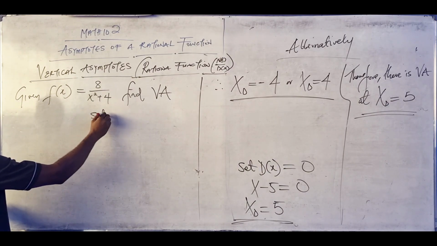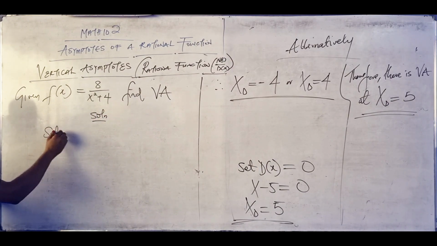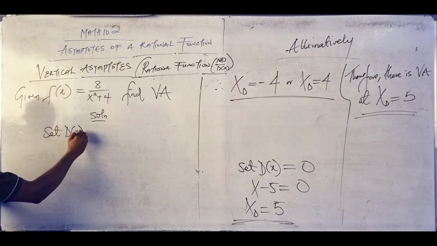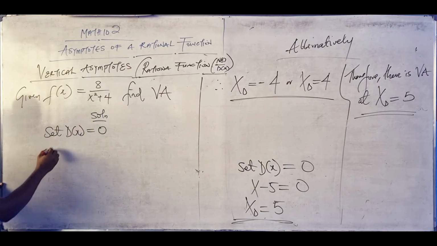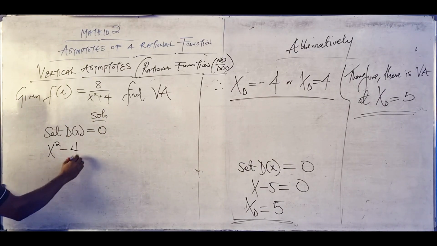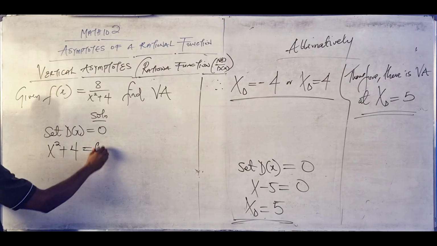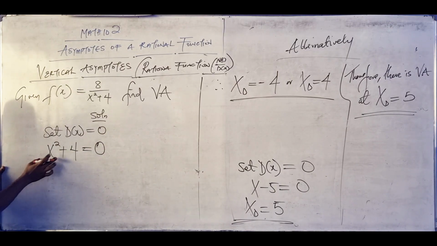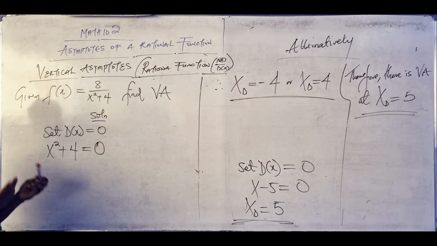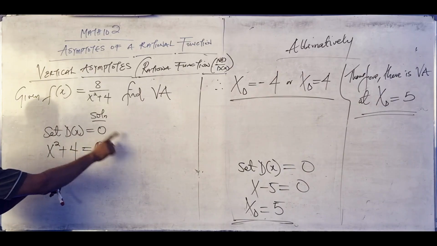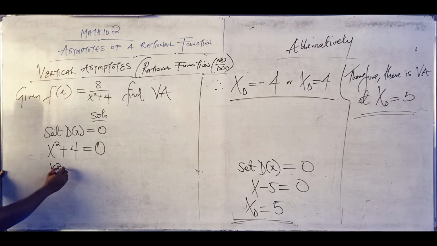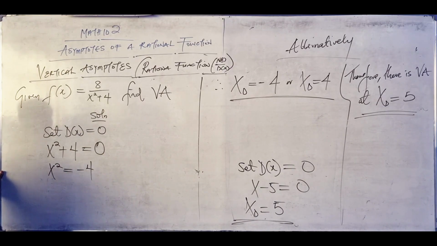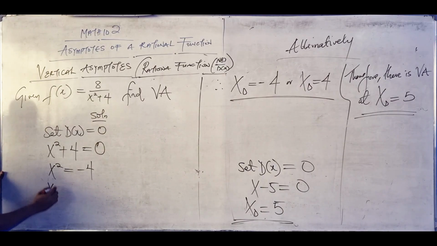Solution to this is that we need to set the denominator equals to 0, right? When we set it, we have x squared plus 4 equals to 0. How do we solve for x there? Since there's nothing like sum of two squares, we move this 4 to the other side. It becomes x squared equals to minus 4. To find x, what do we do?